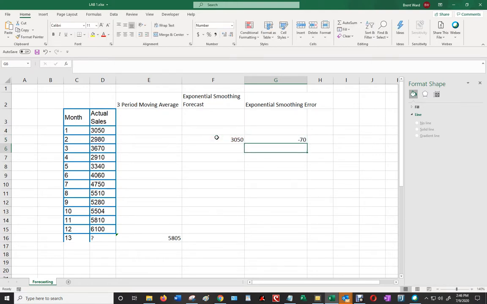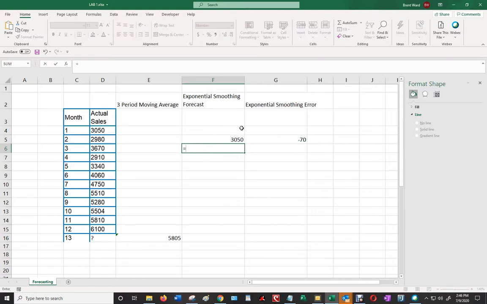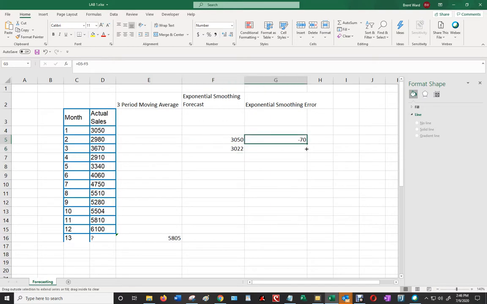Okay, then we're going to use this formula and copy it all the way down to the other cells. We're going to take the previous period forecast plus the smoothing constant, which the question said to use, of 0.40 multiplied by -70. See that? And then I'm going to take this error, and it's the same formula, so I'm just going to copy it down.